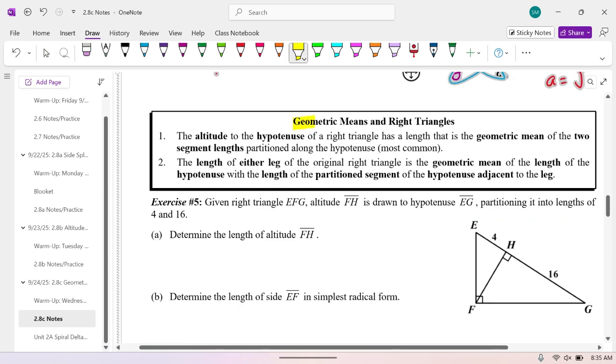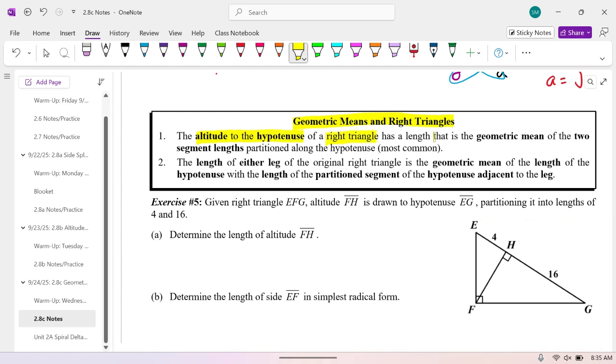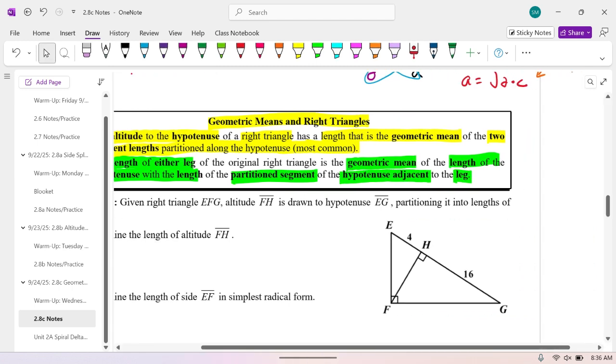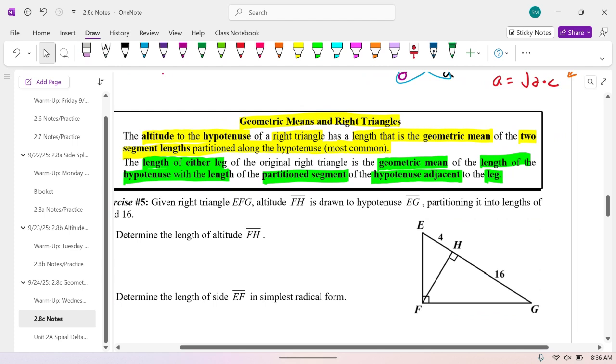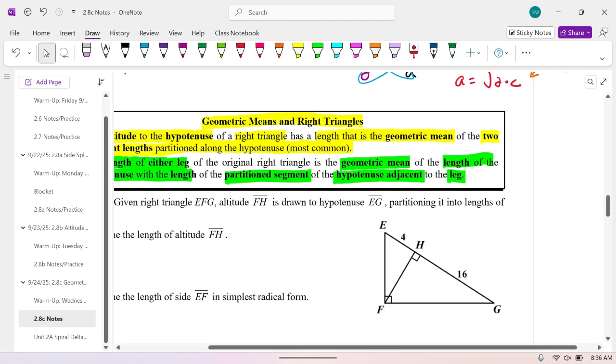So geometric means and right triangles. An altitude to the hypotenuse of a right triangle is the length that is a geometric mean of the two segment lengths partitioned along the hypotenuse. This is the most common. Then the length of either leg is the geometric mean of the length of the hypotenuse and the leg's partition segment that is adjacent to the leg. Now, that's a lot of words, but I have two different tricks for what this is called. I'll show you in a second.